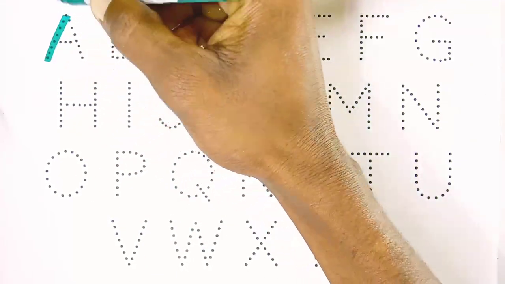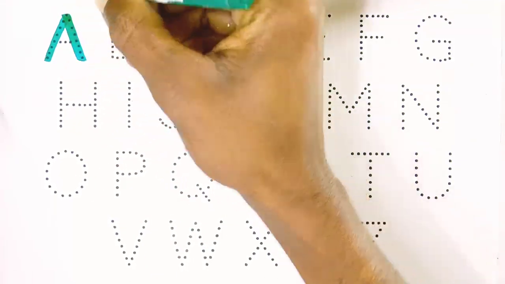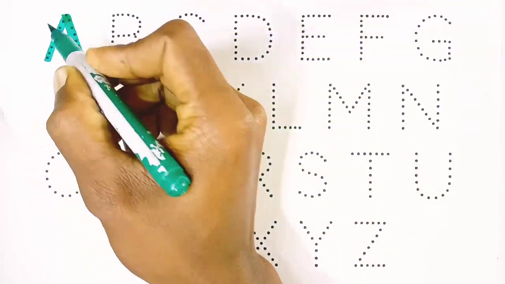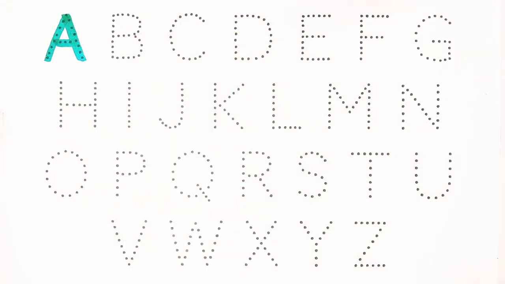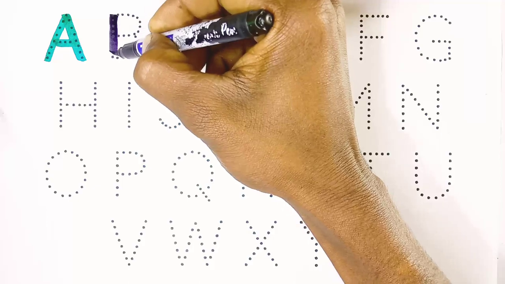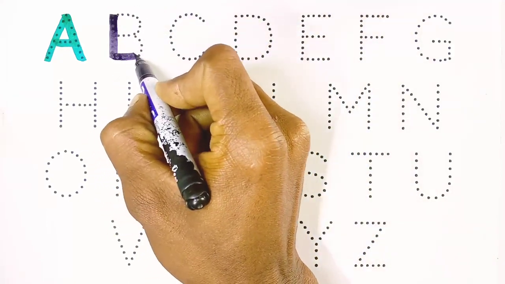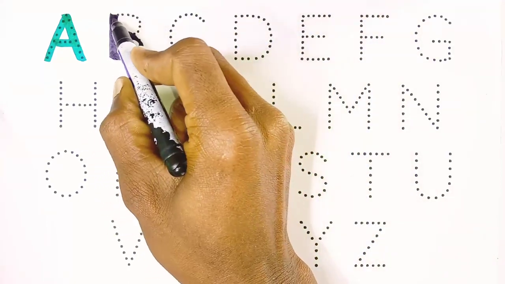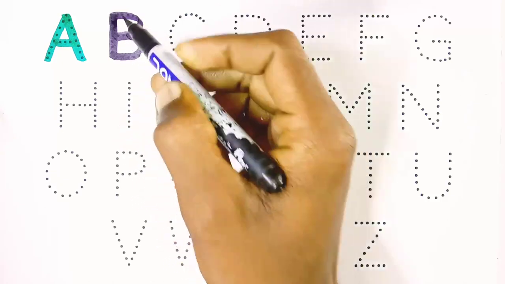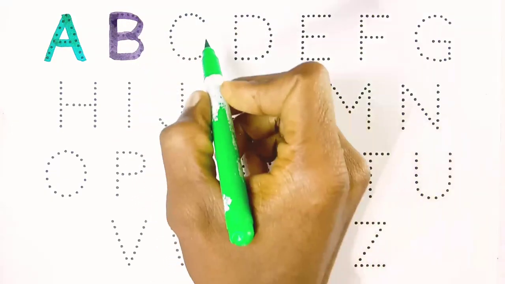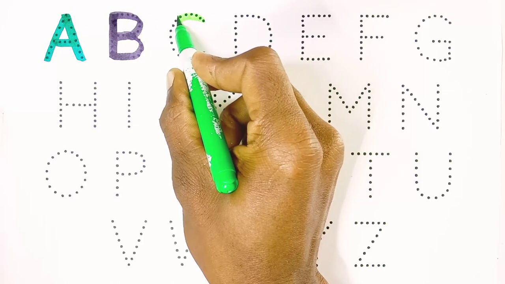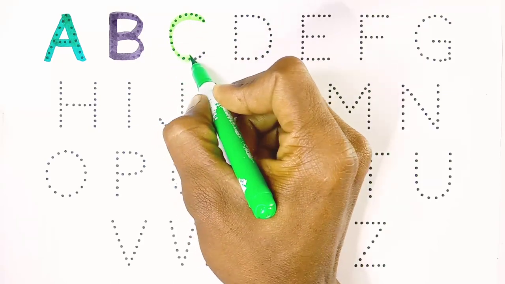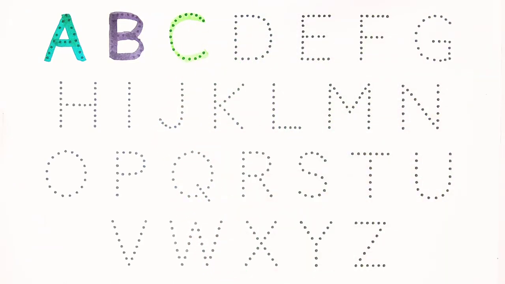A, A for aeroplane. B, B for banana. C, C for cat.